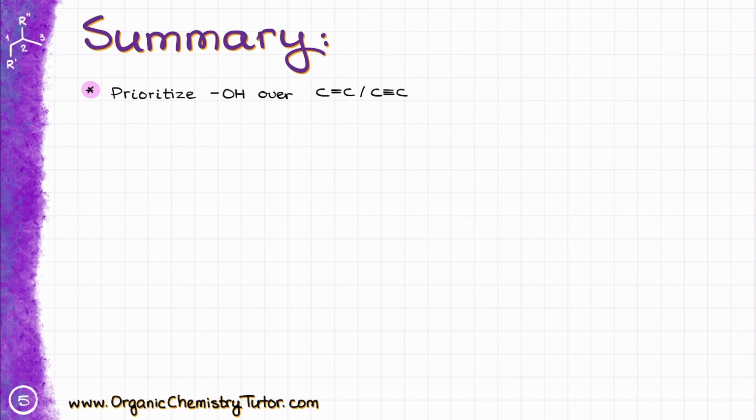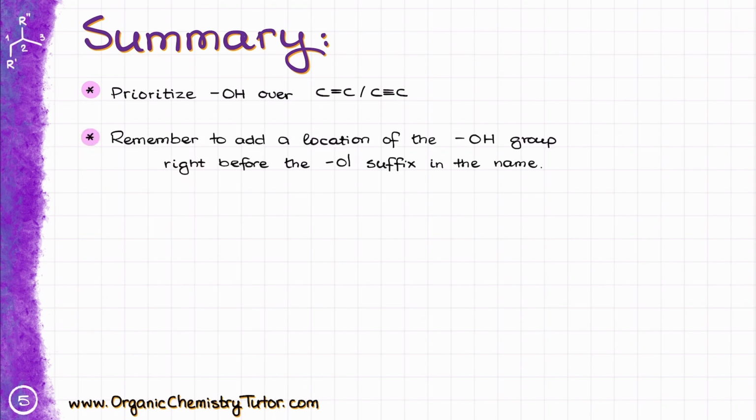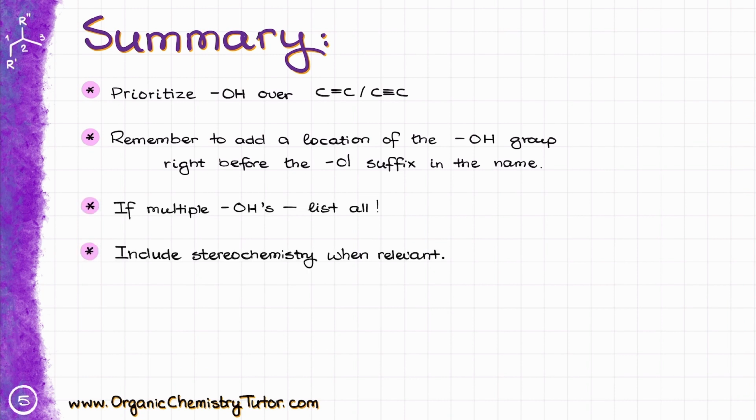So to summarize what we have learned today, prioritize the alcohols over alkenes and alkynes when numbering your molecule. Remember to add the location of the OH group right before the OL suffix in the name. If multiple OH groups are present, list them all and remember to use the appropriate numeric prefixes like di, tri, tetra, etc. And finally, don't forget to include the stereochemistry when appropriate.